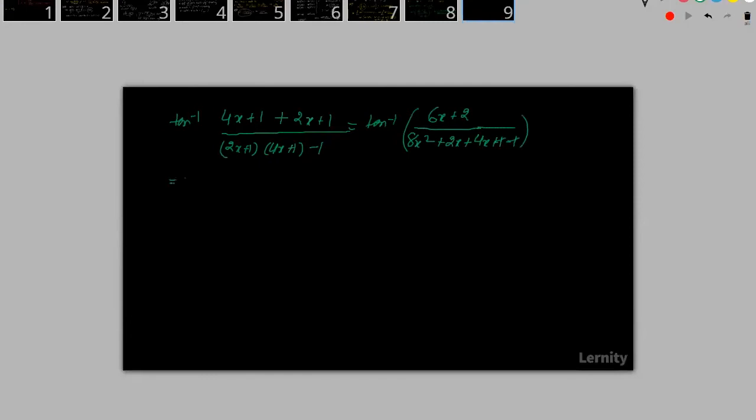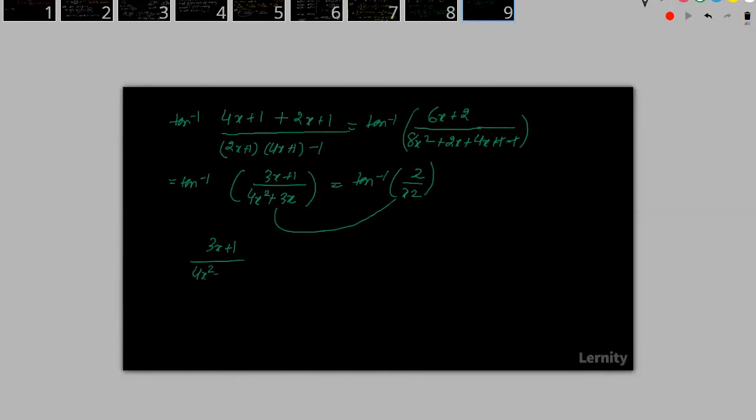So this will simply become tan inverse of (3x plus 1) divided by (4x square plus 3x). Okay, this is equal to tan inverse of 2 by x square, right? So that means these two parts should be equal. So only what I will write, 3x plus 1 upon 4x square plus 3x is equal to 2 by x square. And when I compare these two, we will get the equation.